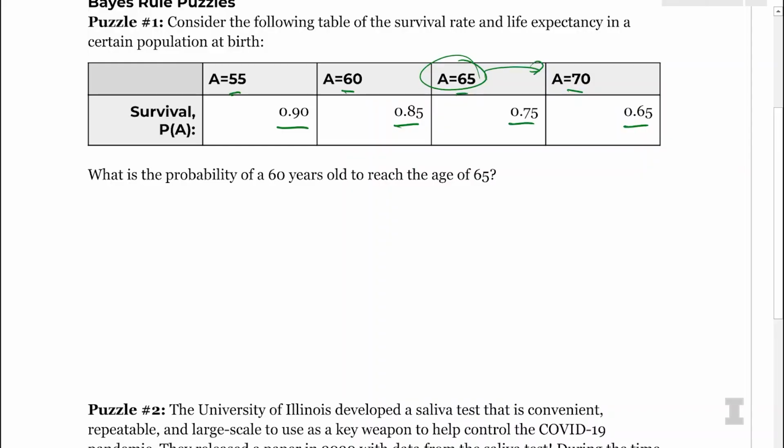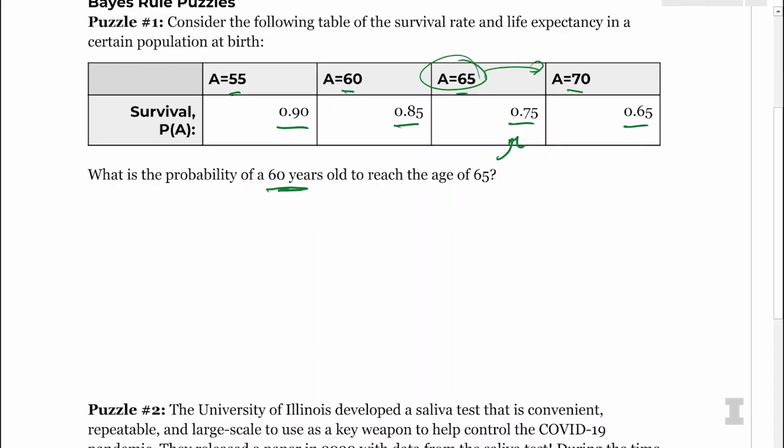Exactly. So what's the probability of a 60-year-old reaching the age of 65? This is not just the probability of reaching 65 from birth, because we know they've already reached the age of 60, most of the way to 65. So that's going to be a higher probability than living to 65 at birth.